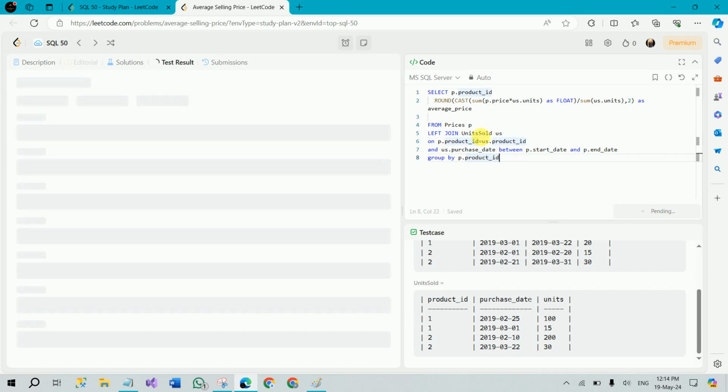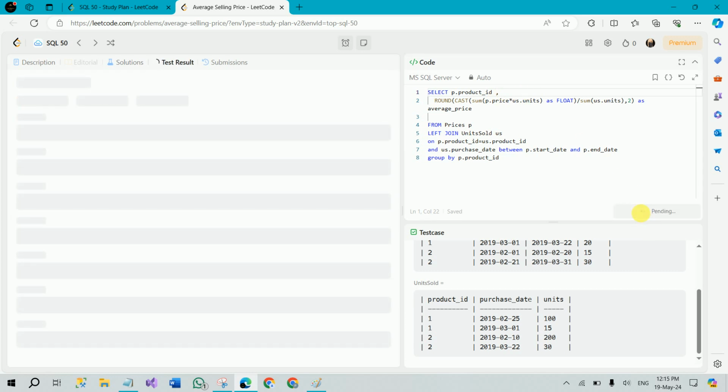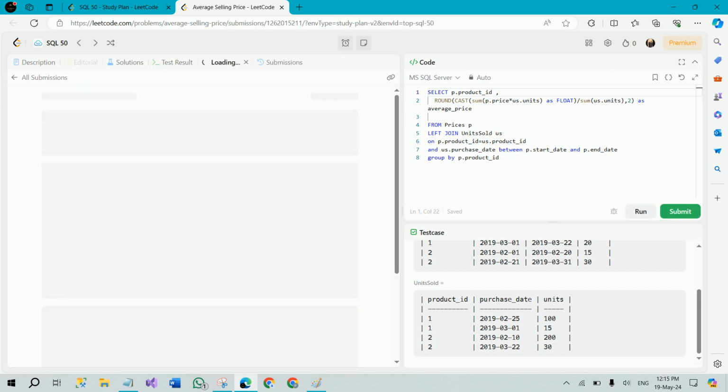So now let's run this. Okay, we have some syntax error. Incorrect syntax near cast. We had a missing comma here. Now let's run the query again, and here is the result. We have passed the test case. Now let's submit it for all the test cases to see if we pass or not.